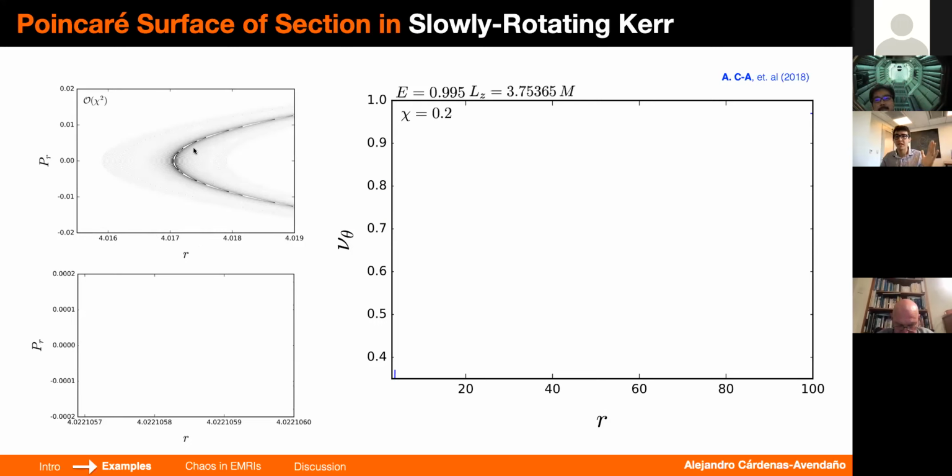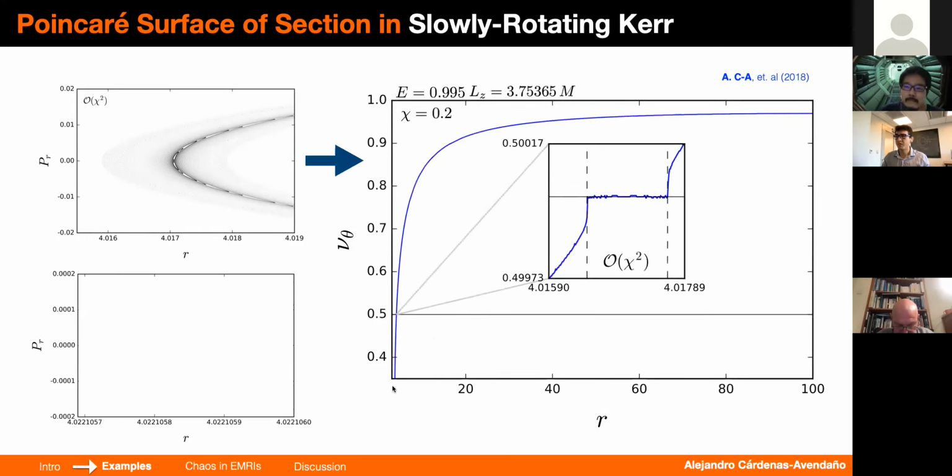And if you are at second order, you find these Birkhoff islands. And again, if we look at this one-dimensional curve, you find that at these little locations, you will find a plateau.